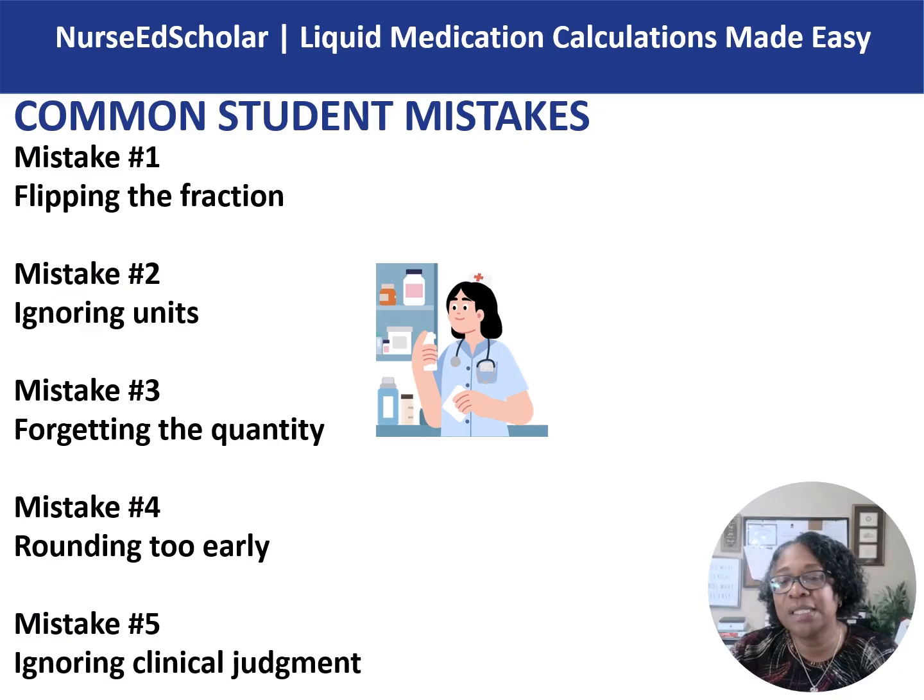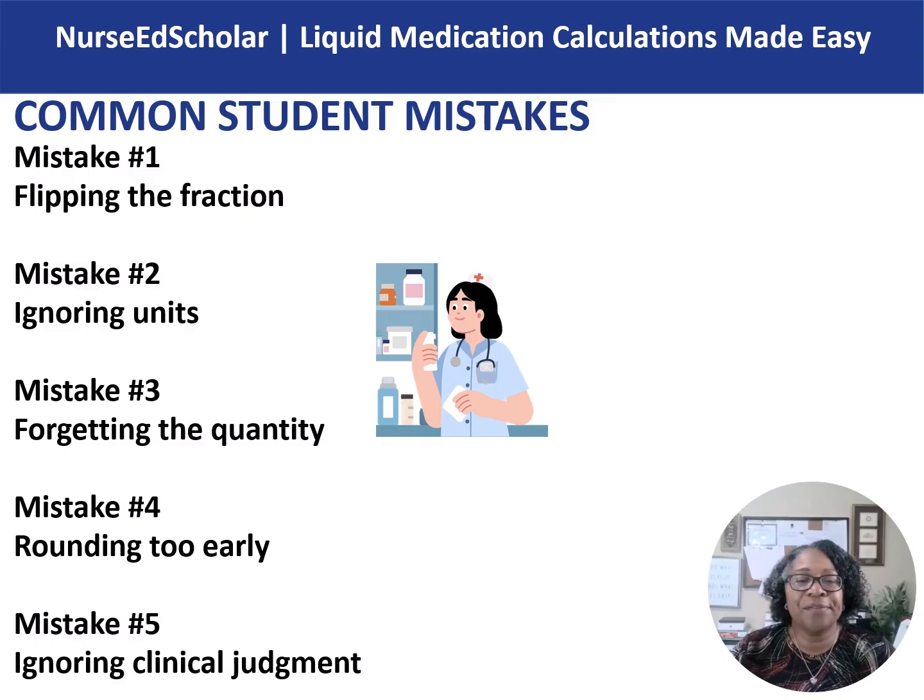All righty, we're close to the end. So, common mistakes that students make. Mistake number one, okay, they flip the fraction. You know how we say what is ordered is always in the numerator and what is available in the denominator? Well, sometimes students flip them, okay? And this will give an incorrect answer, and with it, the patient's not going to get their correct dose.